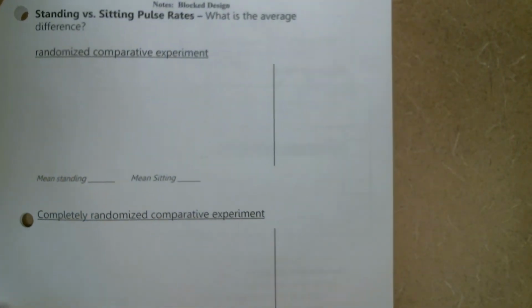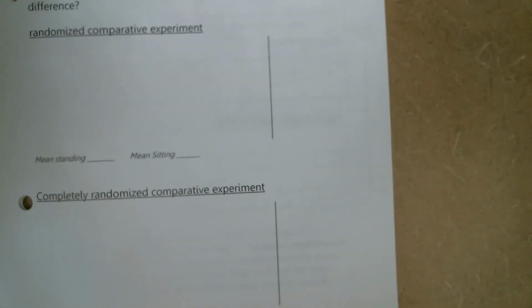So what we're going to do now is sort of walk through the different types of experiments and see how you would write up each of those descriptions to kind of express what's going on.